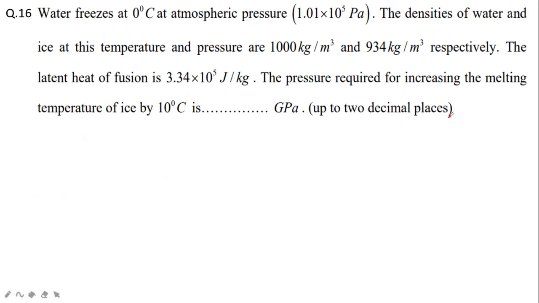Moving ahead, question number 16. Water freezes at 0 degree centigrade at atmospheric pressure 1.01 × 10^5 Pascal. The densities of water and ice at this temperature and pressure are 1000 kg per meter cube and 934 kg per meter cube respectively. The latent heat of fusion is 3.34 × 10^5 joule per kg. The pressure required for increasing the melting temperature of ice by 10 degrees centigrade is.